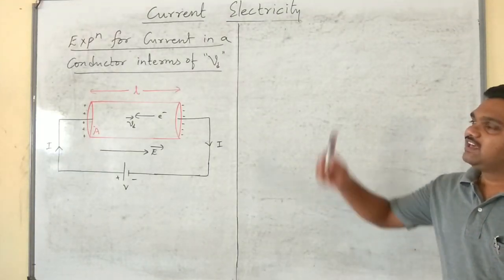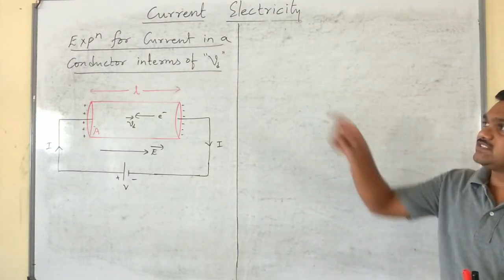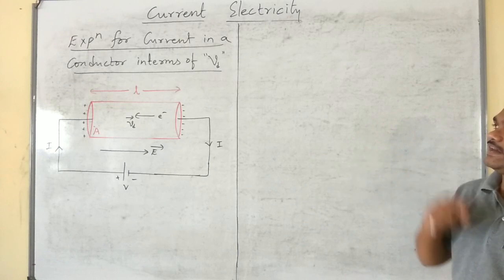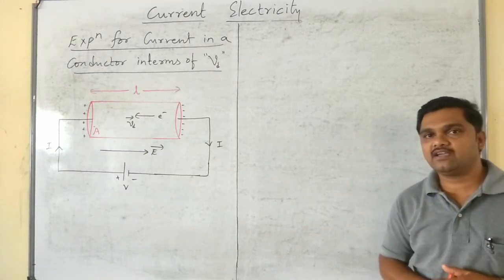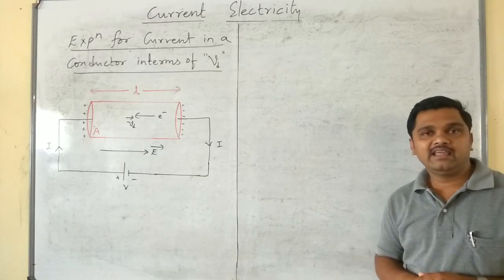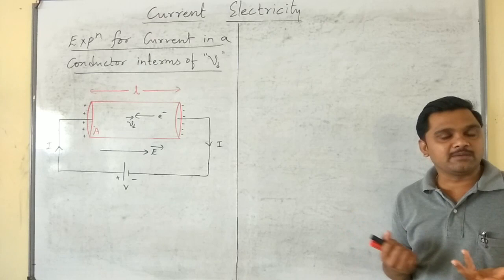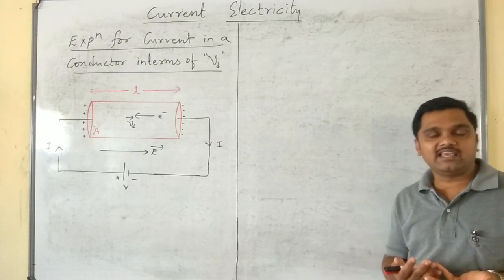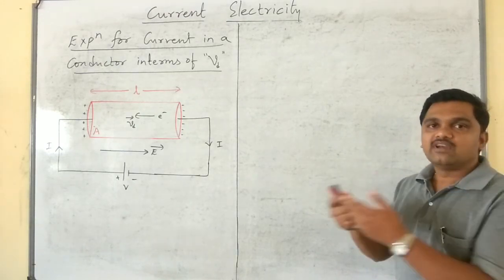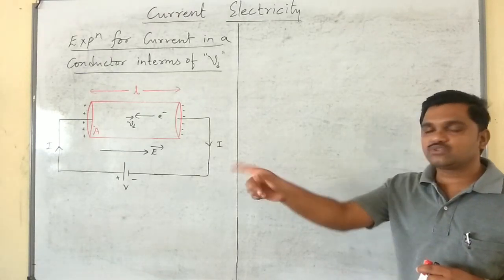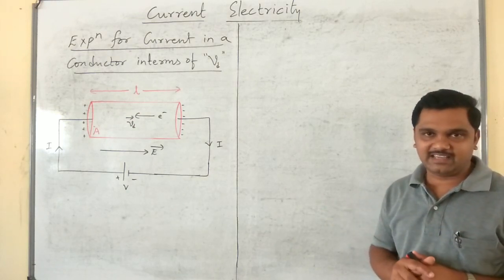In this class, let us derive an important 5 mark derivation, that is, the expression for current in a conductor in terms of drift velocity. What is drift velocity? In the last class we have discussed about it, isn't it? Drift velocity means the average velocity with which the free electrons in a conductor move in the direction opposite to the applied electric field.